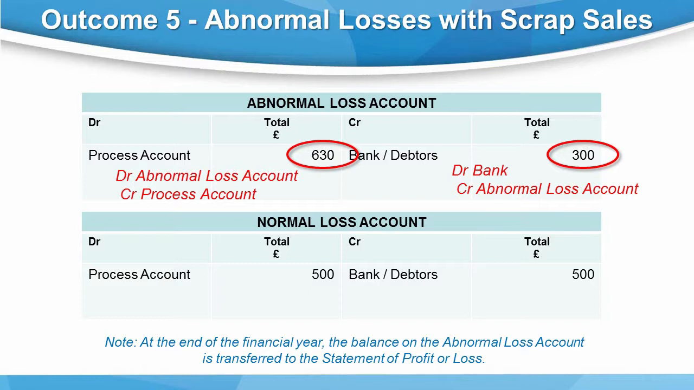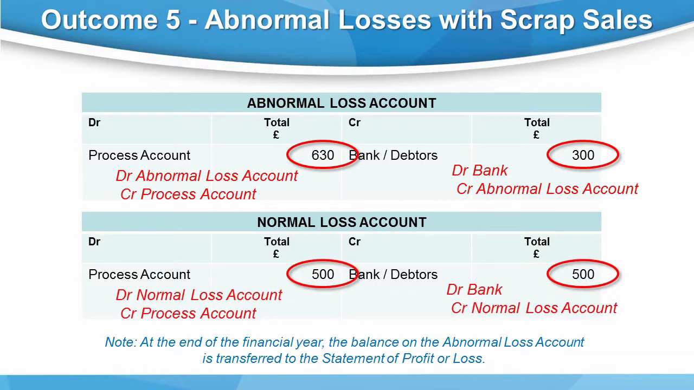The normal loss account, on the other hand, is debited with the £500 from the process account and credited with the £500 from the bank. This is exactly the same treatment as before.